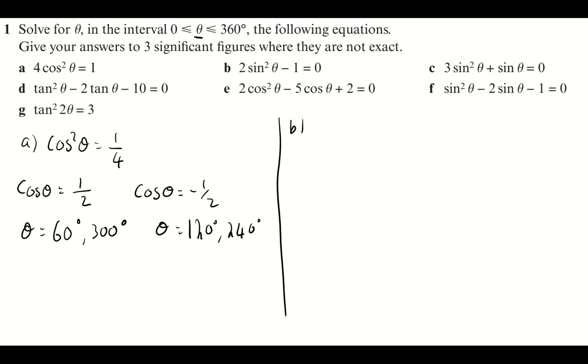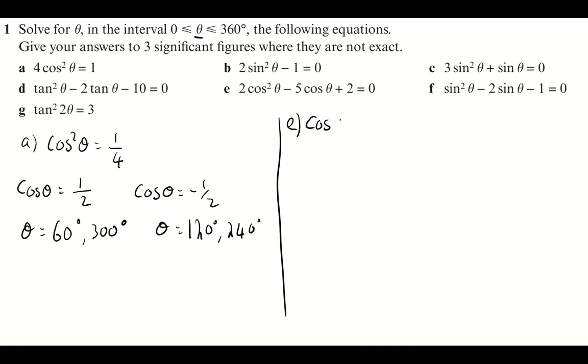So, I won't do B next, I'll do one of the proper quadratic ones. Let's do E. So we've got 2 cos squared minus 5 cos plus 2. Now this is an optional step. I'm going to swap out cos for something else. What that's going to do is make the quadratic look a bit easier to solve. It's going to make it just look a bit more familiar. So you don't have to do it, and you'll get all the marks without it.